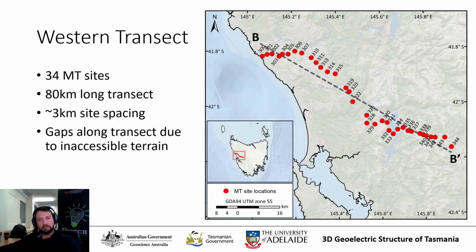Moving on to the Western Transect now. This is a much smaller data set. It's 34 MT sites in total, over 80 kilometres along the Lyell Highway, between Granville Harbour and about 30 kilometres east of Queenstown. The sites are separated by about 3 kilometres, but there are a number of gaps. This is just due to inaccessible terrain around some of the west coast rivers.